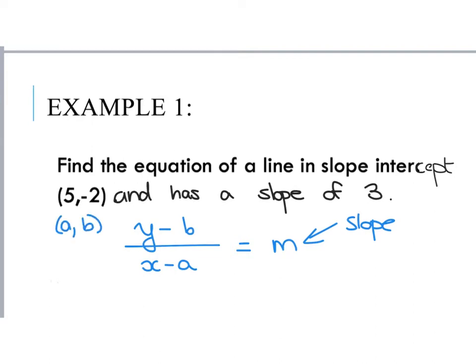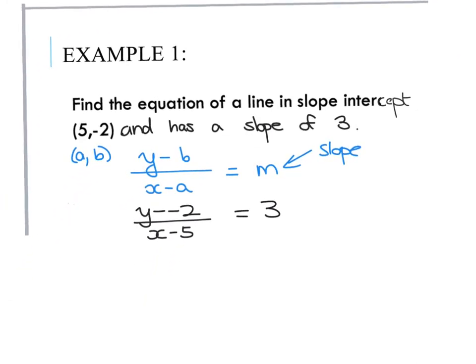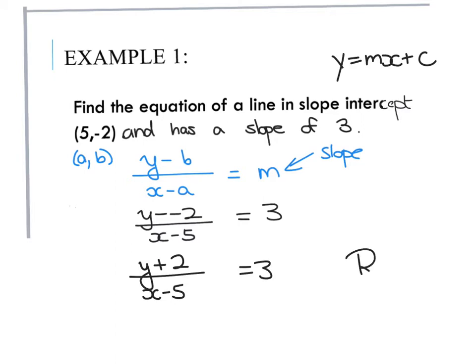So all we have to do now is substitute in the values we've got. So we need to substitute in the point. So a is 5 and b is negative 2, so I'm going to go (y minus -2) over (x minus 5), and that's going to equal the slope, which is equal to 3. So now I can simplify that a little bit because I want to get into slope-intercept form. So remember, slope-intercept form is y equals mx plus c form. So I want to get into that form, so I'm going to do (y plus 2) over (x minus 5) is equal to 3. Then I'm going to rearrange.